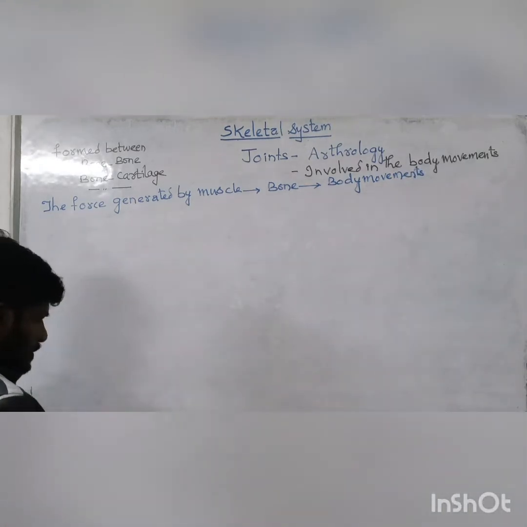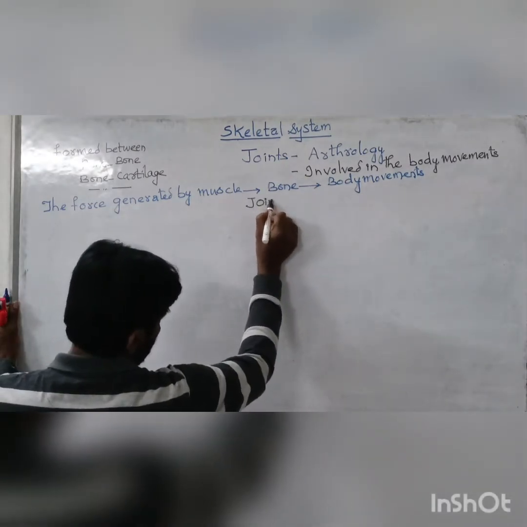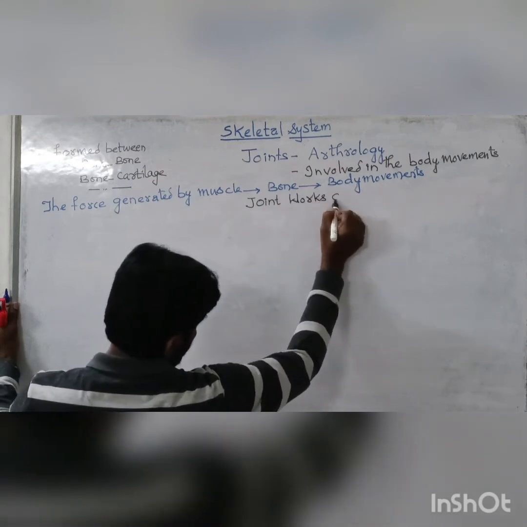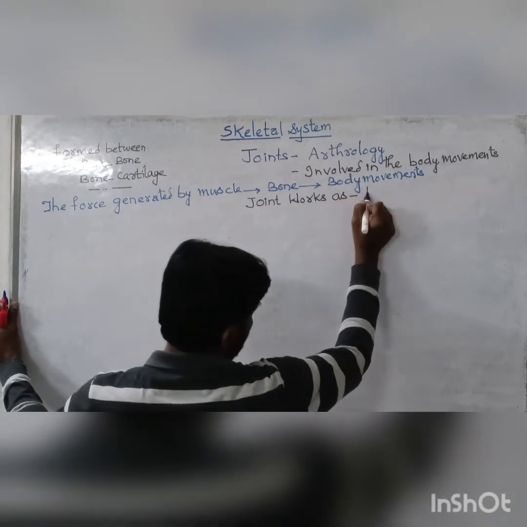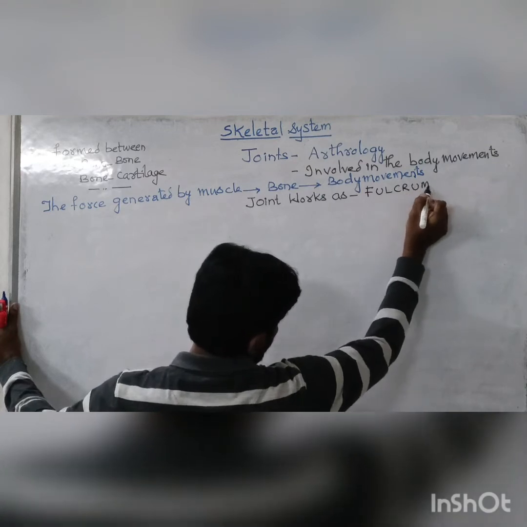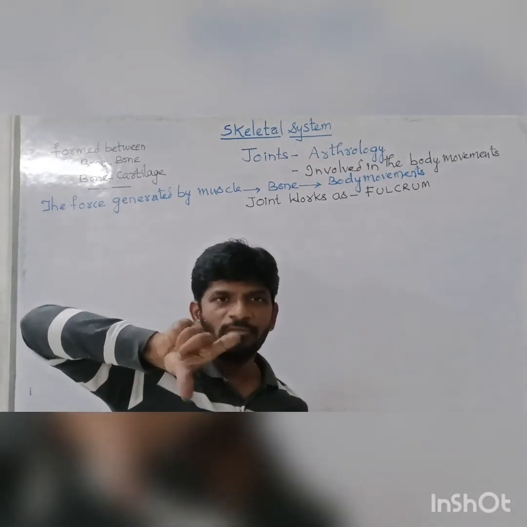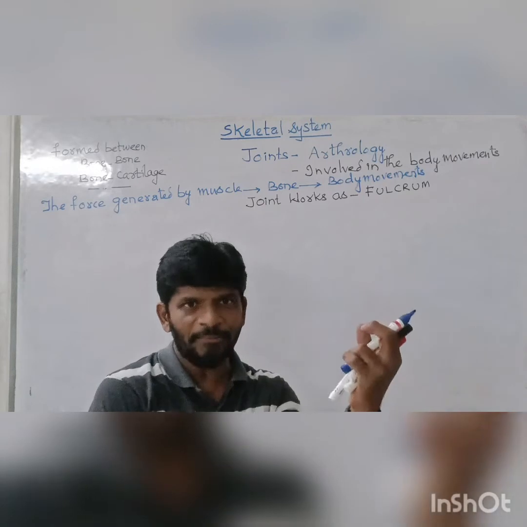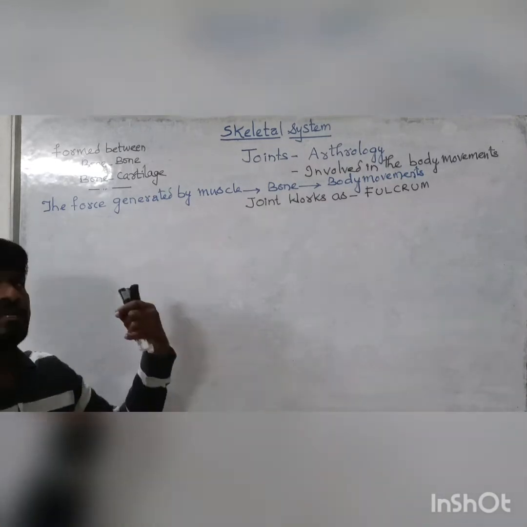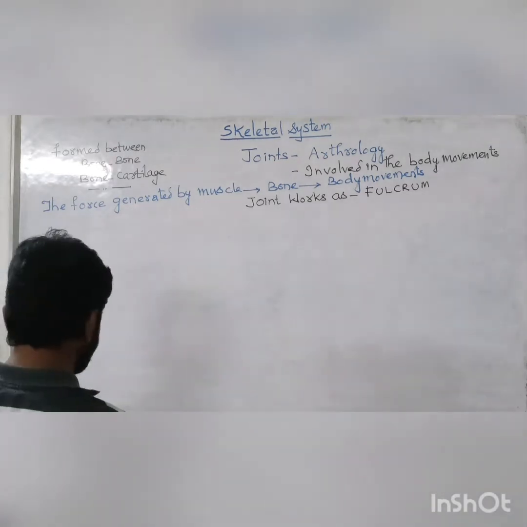Very important, the joint works as a fulcrum. You know the meaning of fulcrum? Fulcrum is a middle point. So, joint works as a fulcrum. The force generated by the muscle is connected to the bone and then helps for the body movements. The joint is working as a fulcrum.